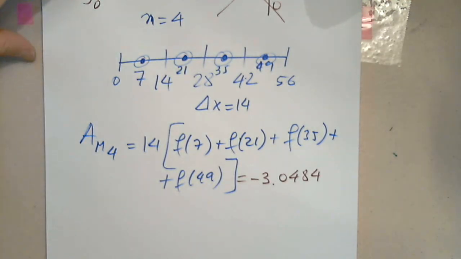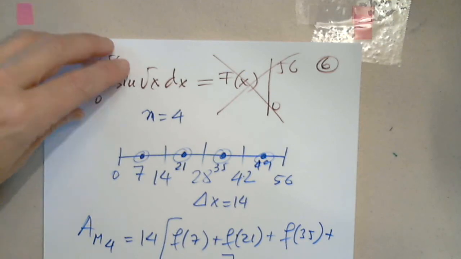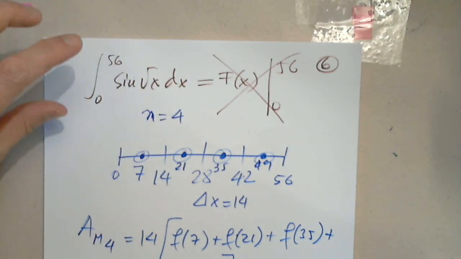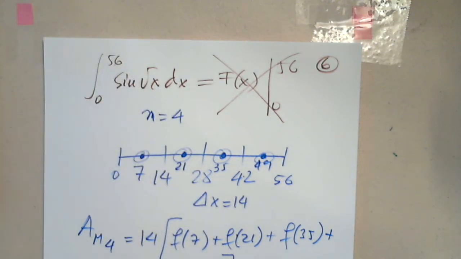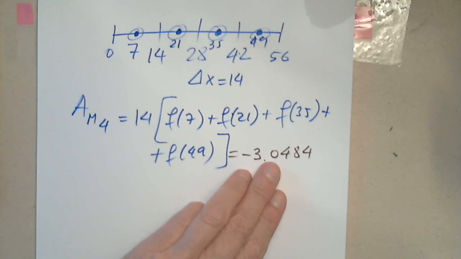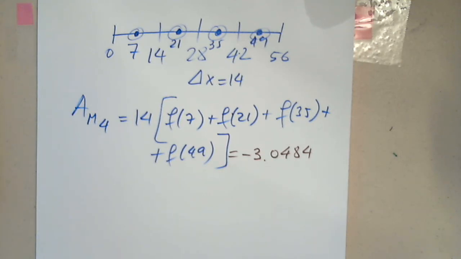So although we're not able to determine this area exactly under the function sine the square root of x between 0 and 56, we cannot determine it exactly. But we can approximate it, and this should not be a bad approximation. It's not very accurate, but it's not a bad approximation. Maybe the second, the third digit, maybe the error. Okay, let's look at anything else from this section.